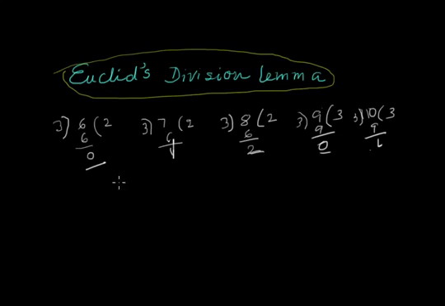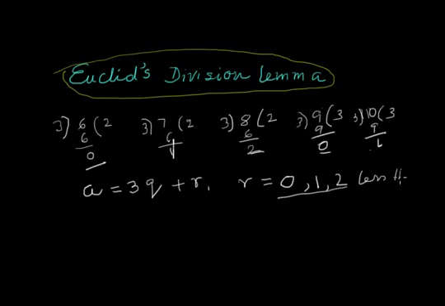So this way, when you divide any number a by 3, 3 is the divisor, and we get a quotient like 2 or 3, and we get a remainder r. Here r may be 0, 1 or 2, and all these numbers are less than the divisor 3. So now we'll state this.